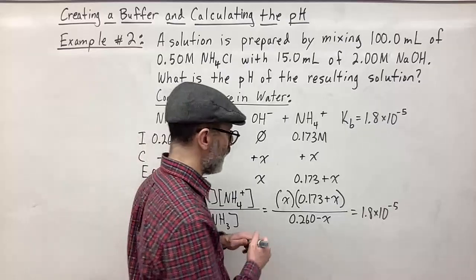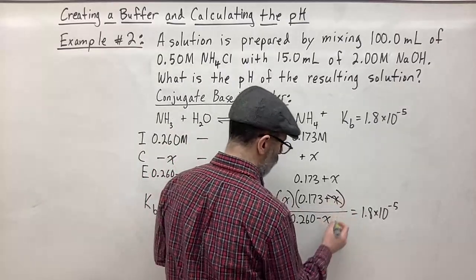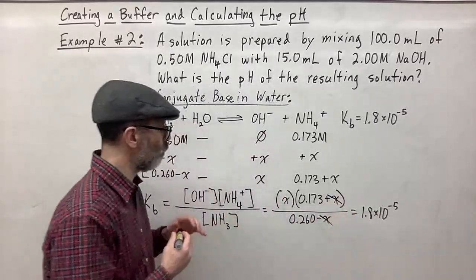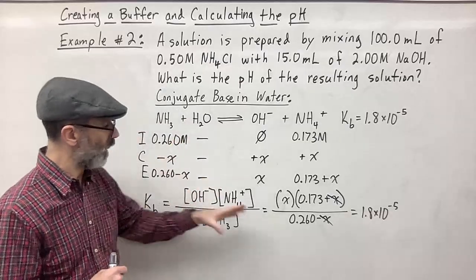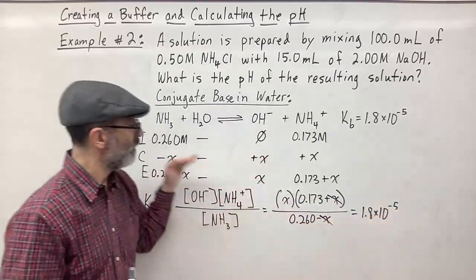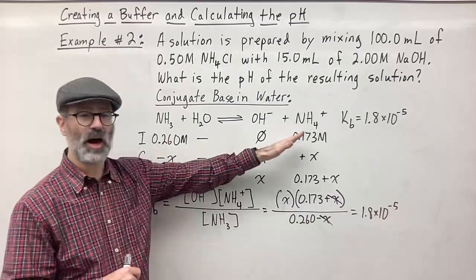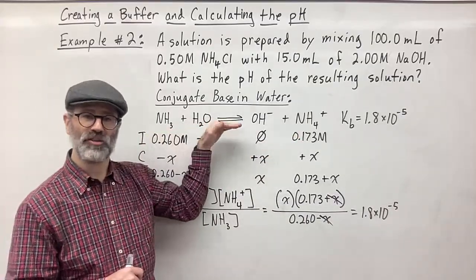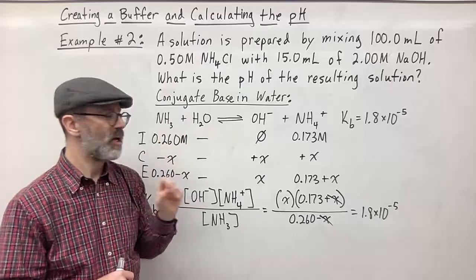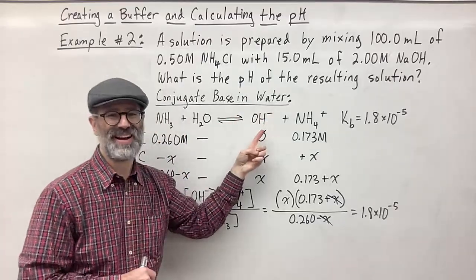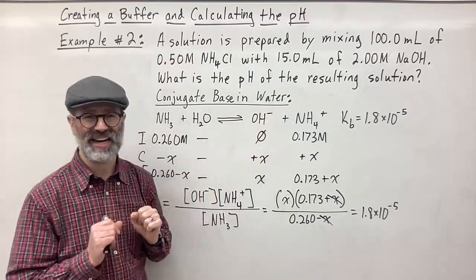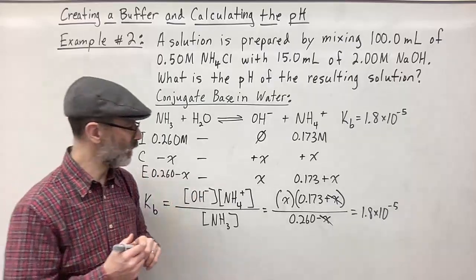So here we can say, okay, X is going to be negligible in this case. And again, the thought we have is that K is so small that the reactants are much more highly favored compared to products. So it is going to go in this direction, but a tiny, tiny, tiny bit. So the amount of hydroxide ion you're going to form is going to be very tiny. So we assume it's negligible.